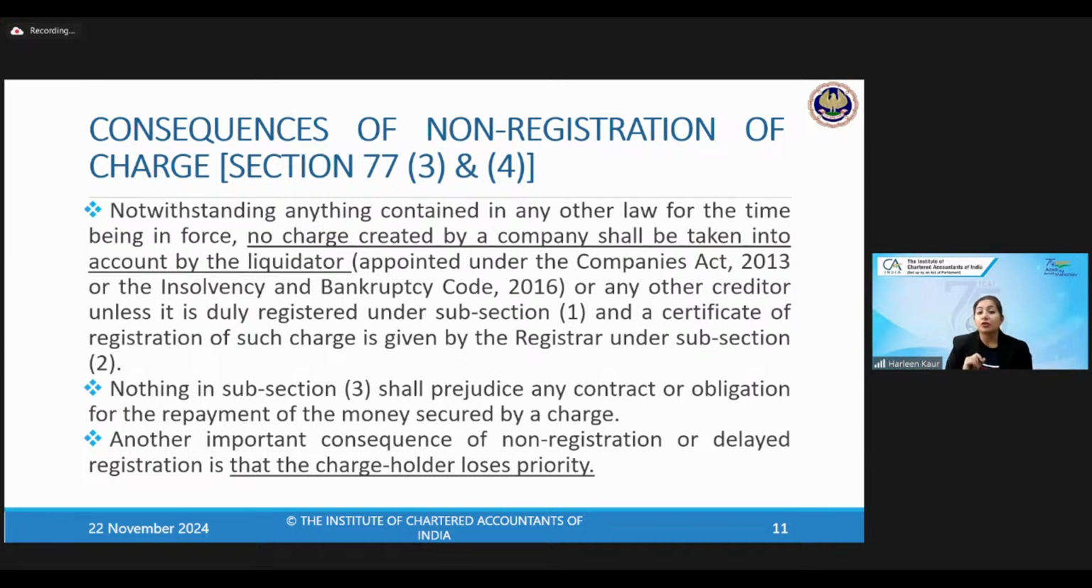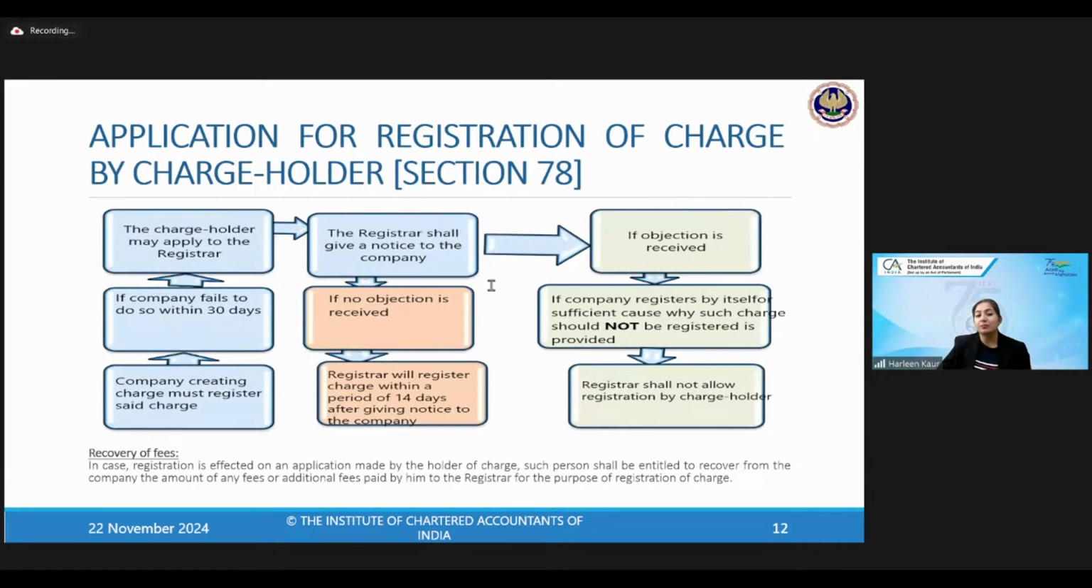So that is the meaning of it: if the charge is not registered, I become an unsecured creditor, HDFC will become an unsecured creditor. So that's why Section 78 has been made. The charge holder will go and get the registration done. He will say, okay, fine company, you failed to do it, and tomorrow I will be in trouble if my charge is not registered. So he will give a notice to the registrar that this is the security the company is giving me. Please get this charge registered in my name. He will go to the ROC.